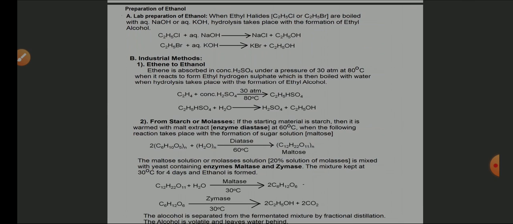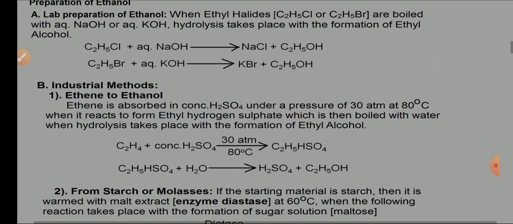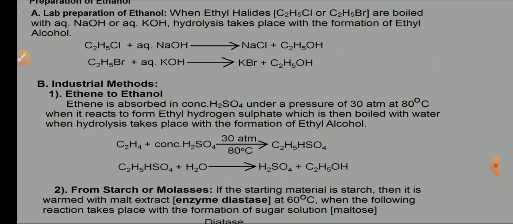Ethanol can be prepared by various methods, but in the laboratory it is prepared with the help of ethyl halides. Ethyl halides, that is C2H5Cl or CH3Cl. If it is CH3Cl, then you will get methanol, but here we want ethanol, so we have to use a two carbon compound, that is ethyl halide C2H5Cl or C2H5Br. When it is boiled in the presence of aqueous NaOH or KOH, C2H5OH and the respective salts are obtained.